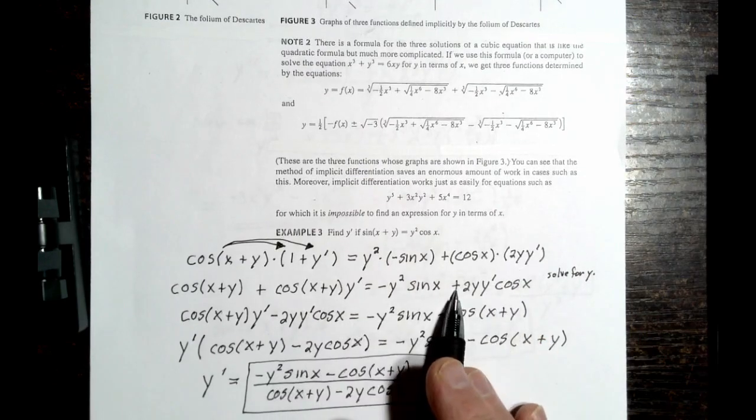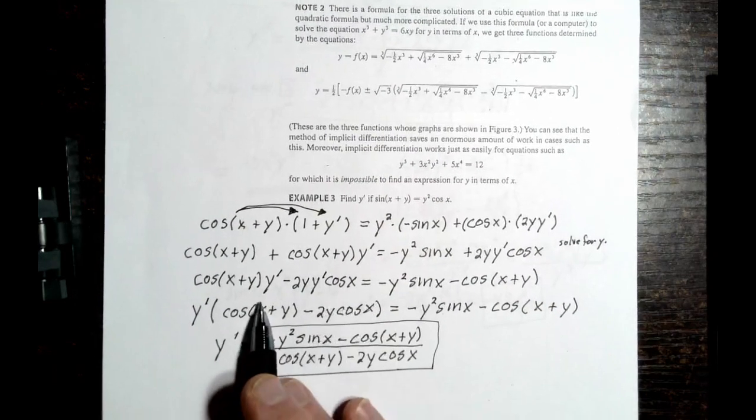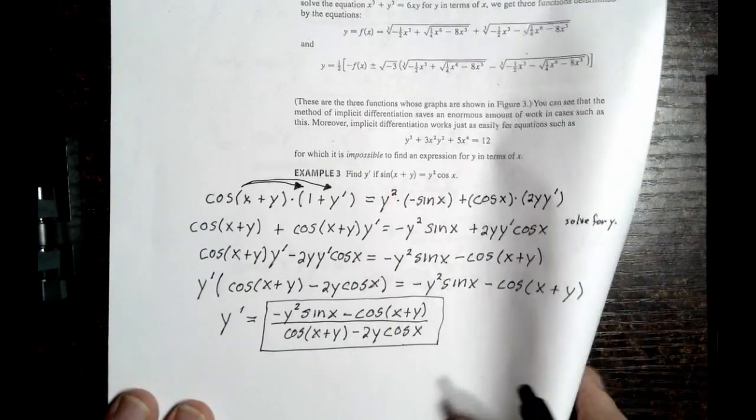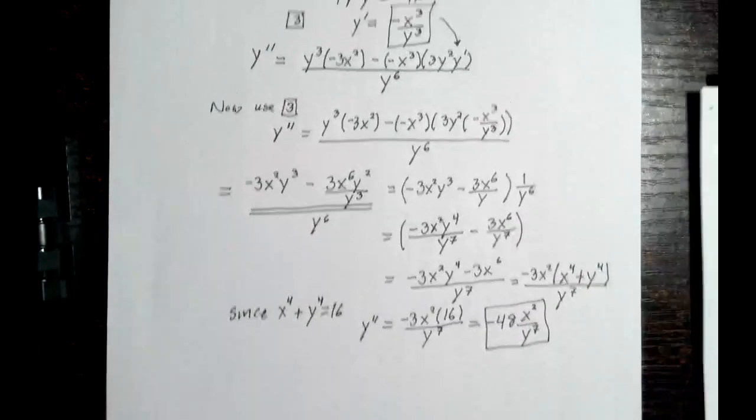And now you do a little algebra. You bring everything over that has a y prime, you factor it out and divide by it. And now you've got your answer for y prime.